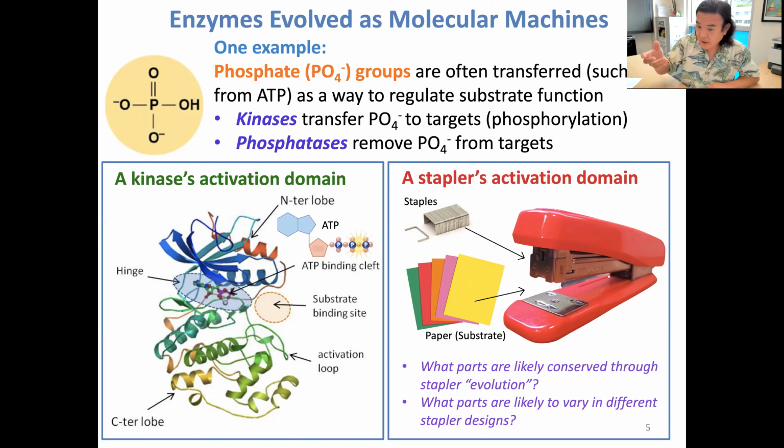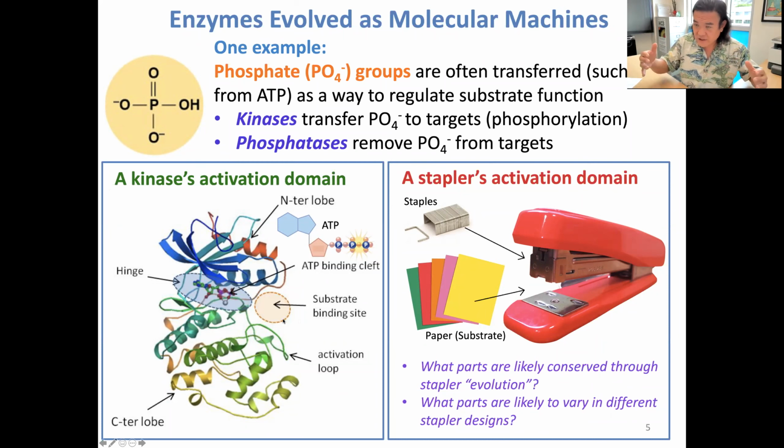Right? What parts have to be kept the same? The parts that have to be kept the same would be the parts that are specifically having to do with bending the staple. Right? So in the case of the kinases, it would be the sequence of amino acids that are involved in binding and breaking the ATP. Right? The other parts of the stapler are more variable, right? And that would be the more variable substrate binding site of what the secondary effect is.